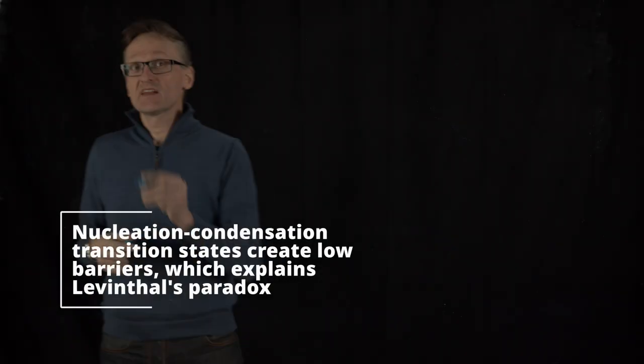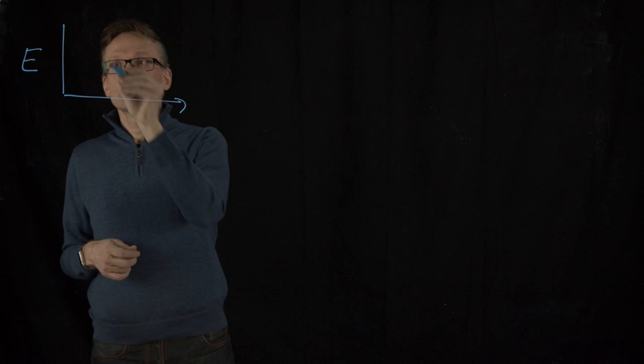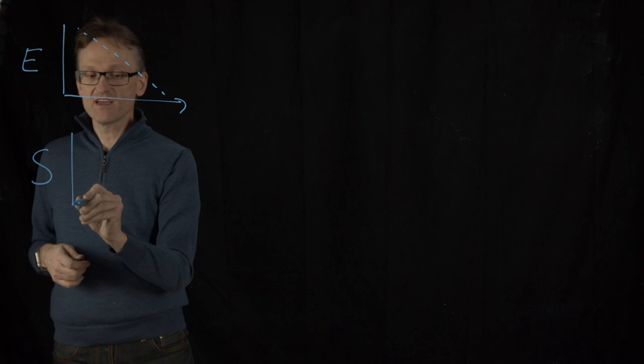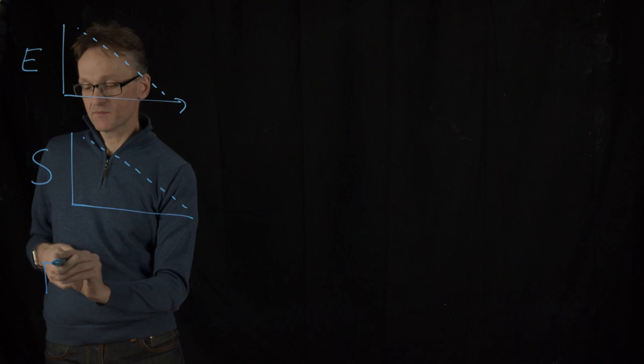So let me draw the traditional curves again. We have the energy. We know that the energy goes down, right? When we fold, we have the entropy. I'm going to skip the details. The entropy also goes down. And then we want to think about what happens to the free energy.